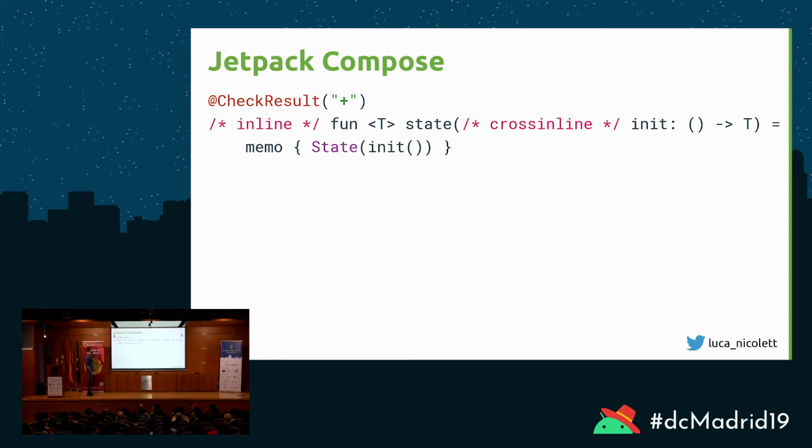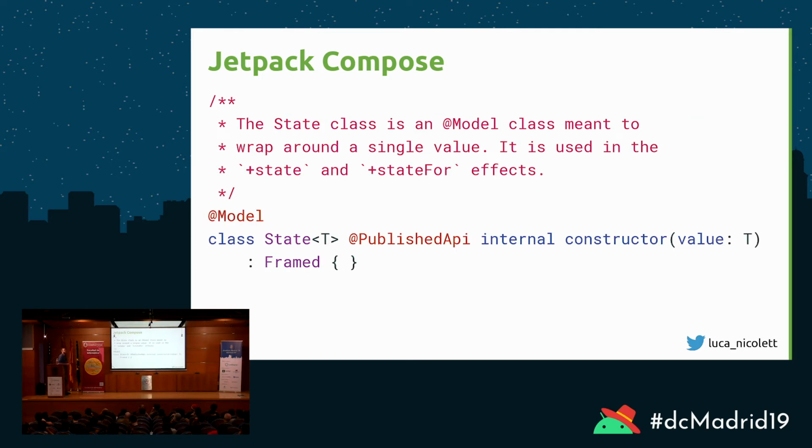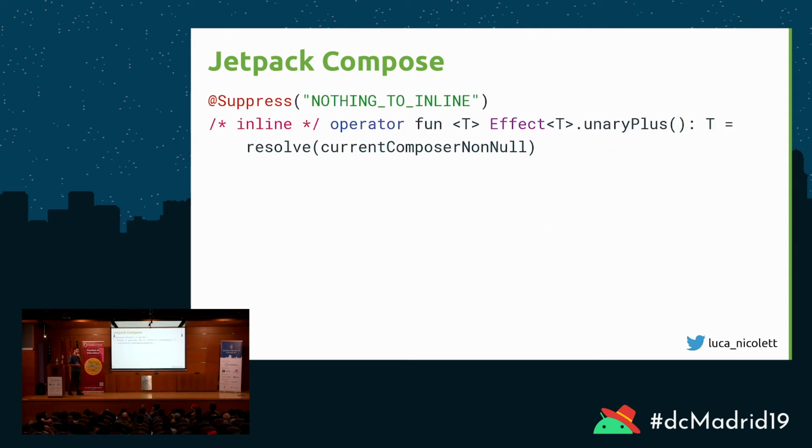To set up a state, there's this function, which is state, which returns a memo, which is a positionally memoized result from a computation. And this computation is built using a state. The state is a class annotated as @Model, and it's meant to be used in the +state and +state for effects. So the unary plus overload, which is actually being removed, just unwrapped the composition, so it was resolving, so providing the actual value. So it was returning the state, basically.